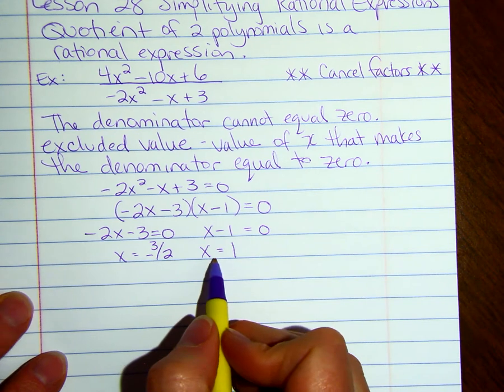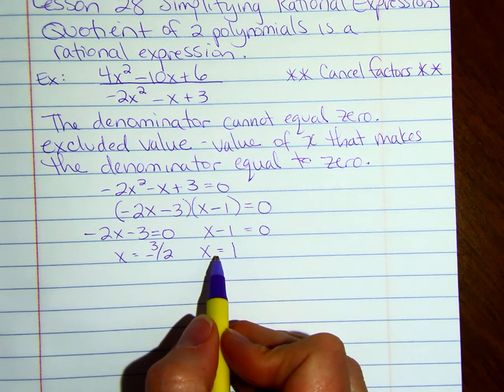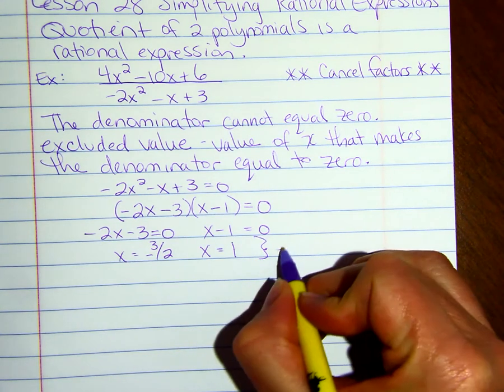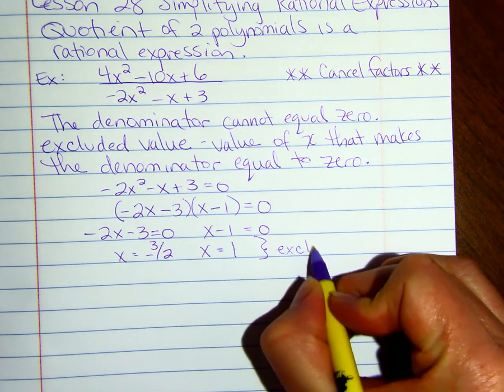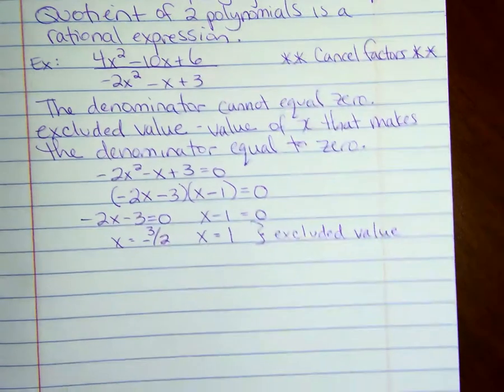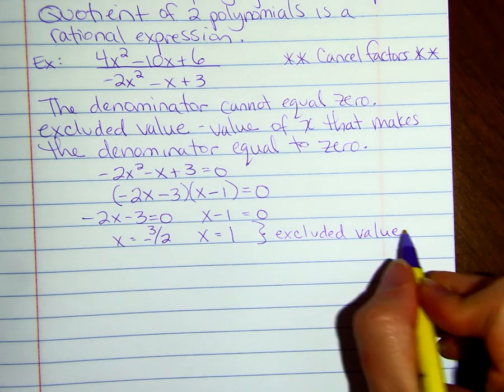These are the values that are excluded, because when x equals these, the denominator would be 0. So these two values are called excluded values. And that's going to be part of your answer, that x cannot equal those two numbers.